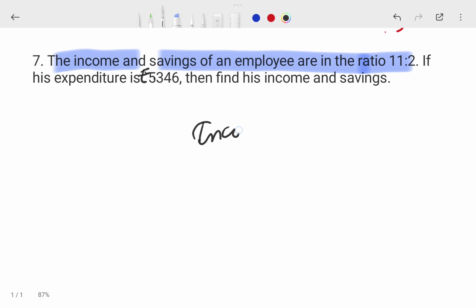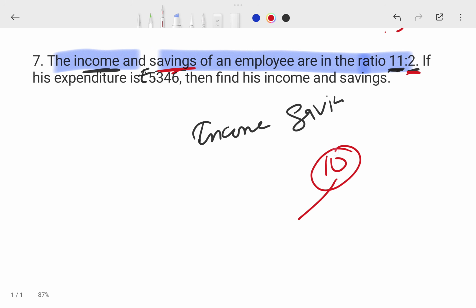Income is also there, this is the income. And what is saving? Saving is also there, this 2 is the saving. Income is 11 and saving is 2. It means that both are there. Let's suppose you are earning 10 rupees. In 10 rupees, your income is 10, your saving is 2 rupees. It means that in that income you are saving 2 rupees. So how much did you spend?